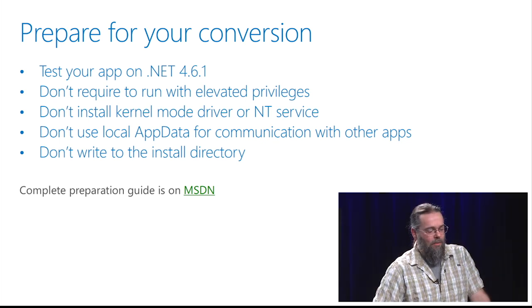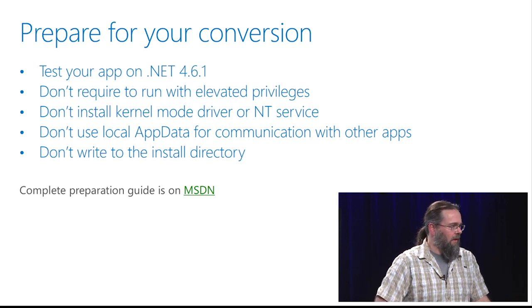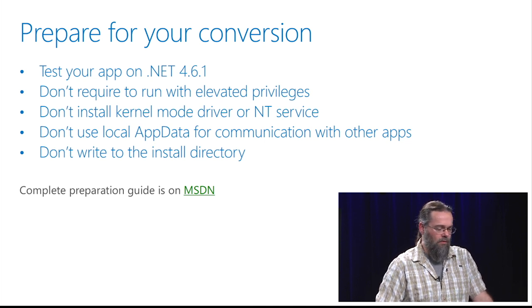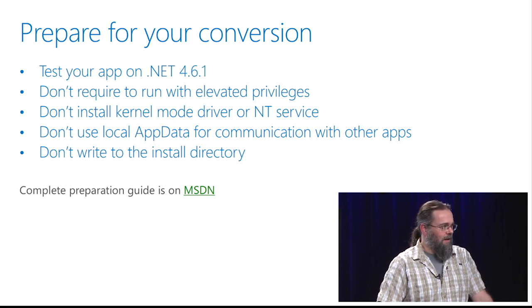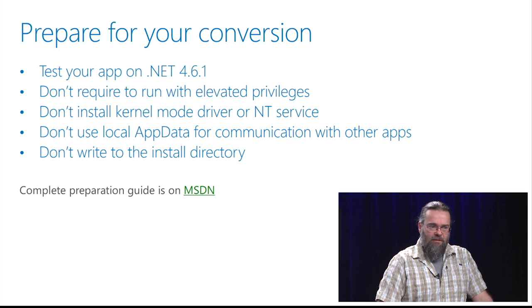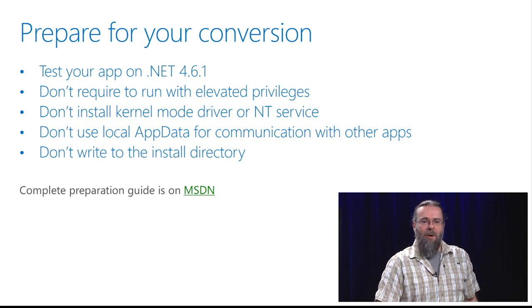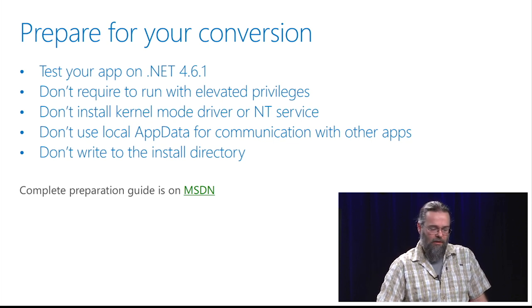You want to make sure you test your app on .NET 4.6.1 to make sure it works with the version of .NET that is in the box on Windows 10 Anniversary Update. You don't want to require it to run with elevated privileges. The user can install your app from the store without requiring elevated privileges, so they should be able to run it without extra privileges as well. Don't install kernel mode driver or NT services with your package. Those have system-wide impact, and we can't guarantee a per-user clean install, uninstall for those type of components.